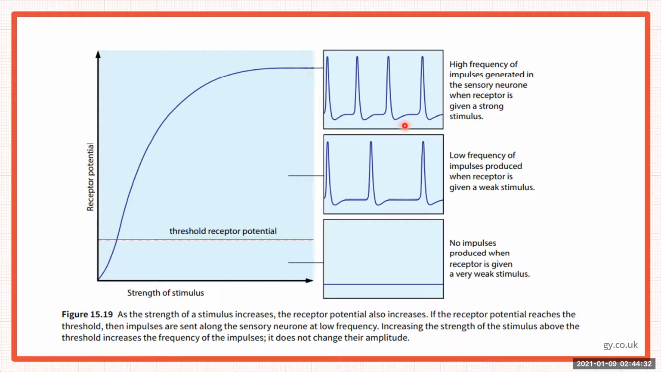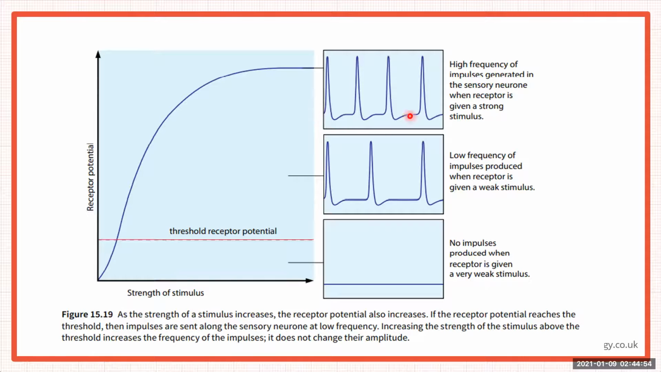Here, what you're looking at is a high frequency of impulses, right? This is being generated when the stimulus is strong enough. But look at the peak value here. It remains the same at plus 30, plus 40 millivolts. It never goes above that value, right?